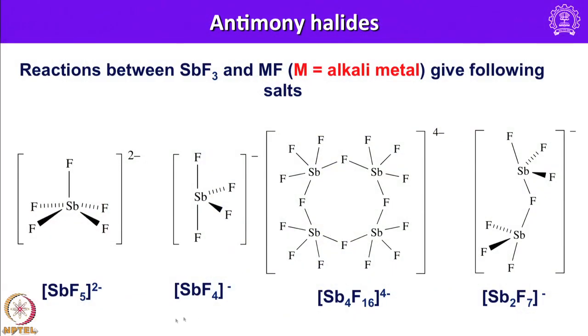I will show you structures of some of those things in the next slide. You can see here, this is for SbF5 2-, dianionic, and this is for SbF4-, and this is for Sb4F16 4-, and this is for Sb2F7-. So, depending upon the stoichiometry of SbF3 and MF, one can get the following salts. Antimony pentafluoride can be prepared by treating SbCl5 with hydrogen fluoride.